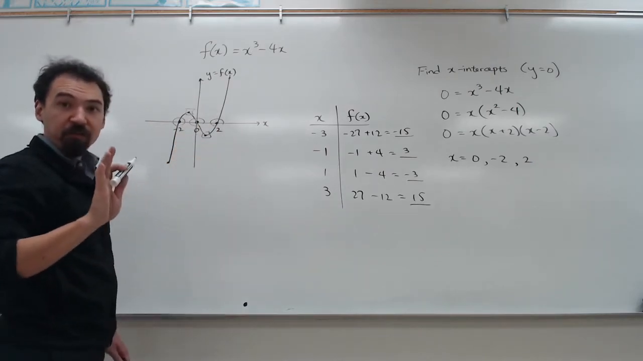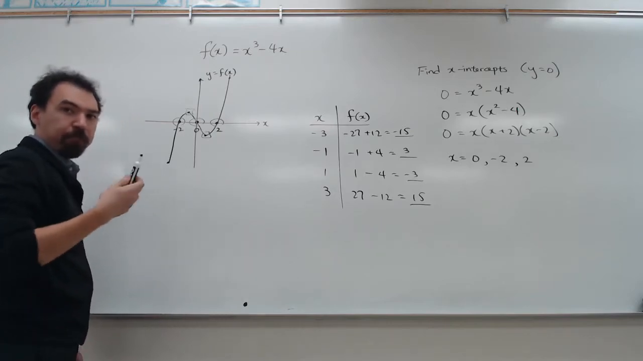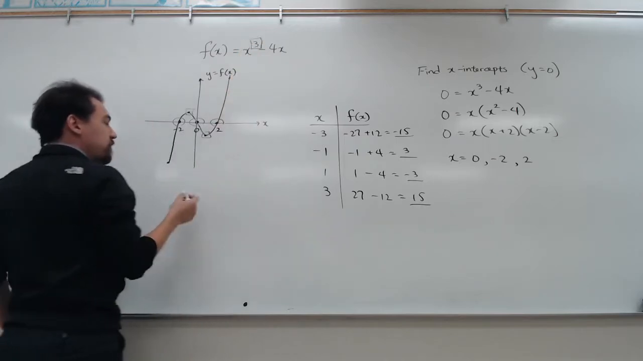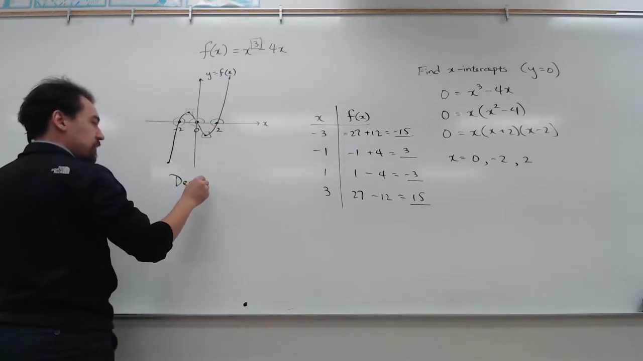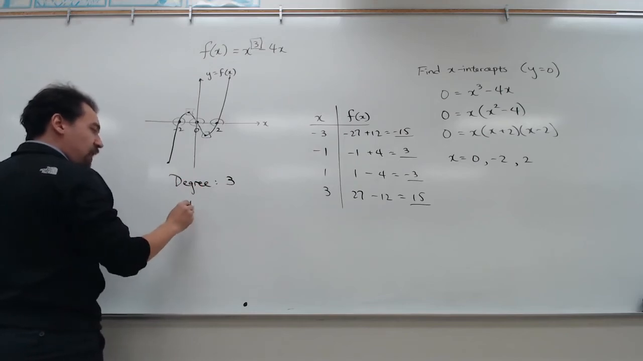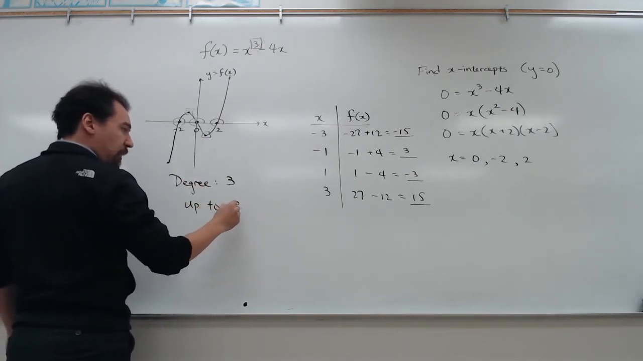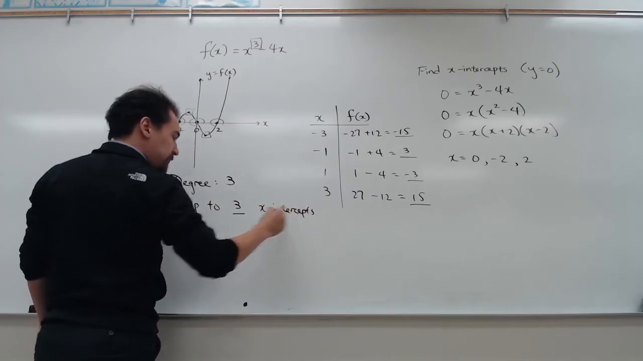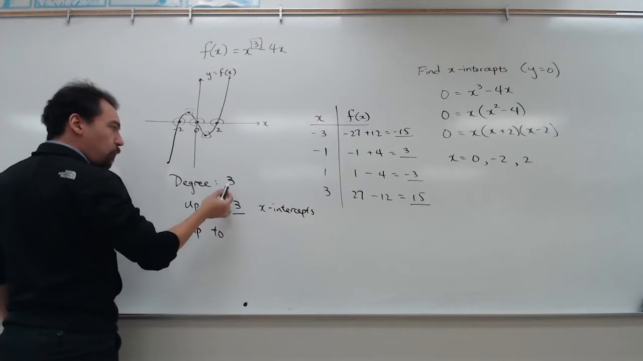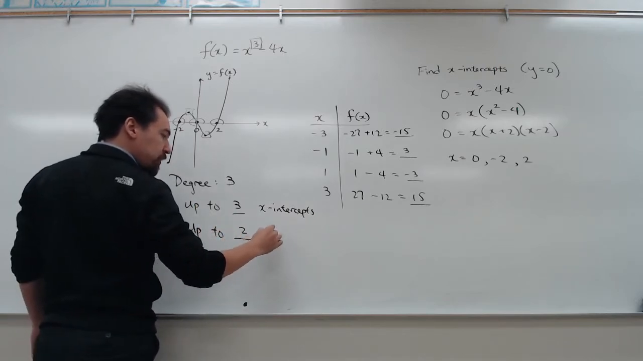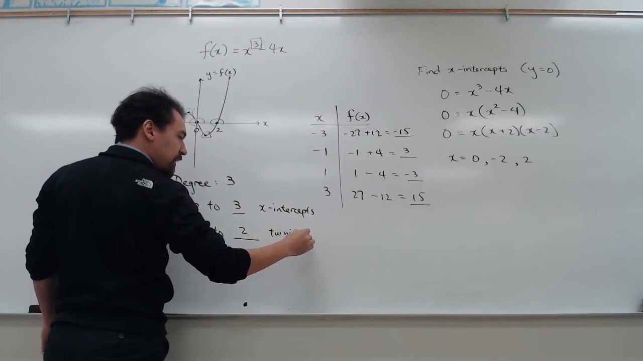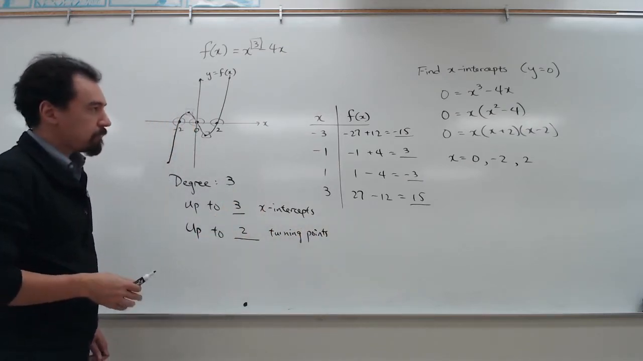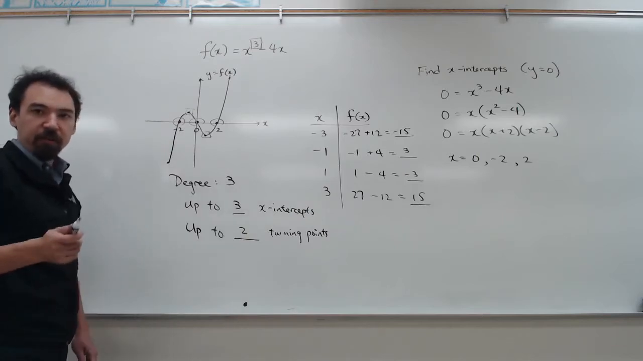Now, without actually proving this or fully motivating this, I'm going to make a bold claim. I'm going to say if the degree, so in this case, the degree of the polynomial is 3, I can say up to this number, up to 3 x-intercepts. I'm going to say up to 1 fewer than the degree, up to 2 turning points. This is going to be a thing we can say about polynomial functions. Let's conclude this example and then look at another one.